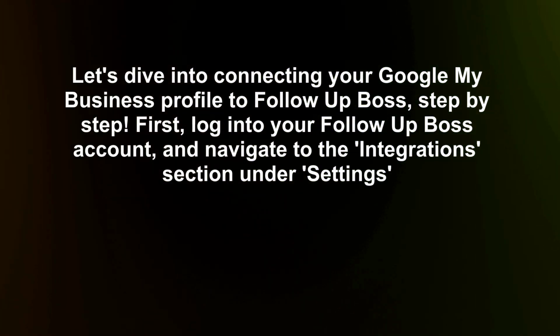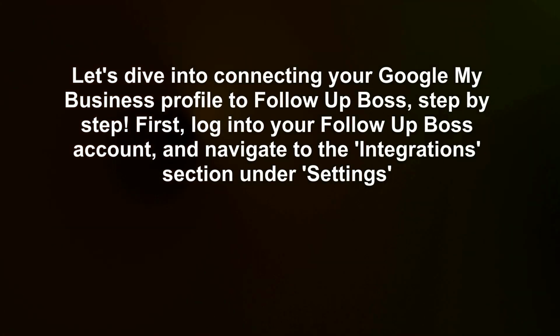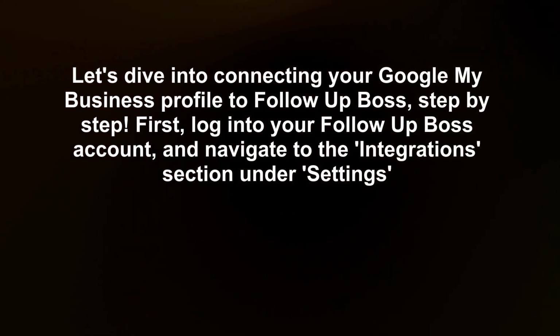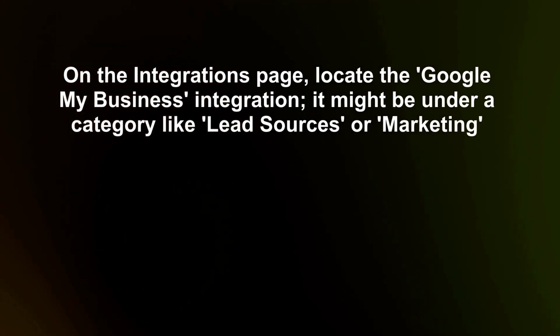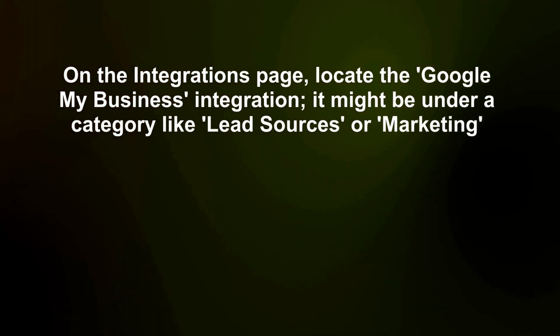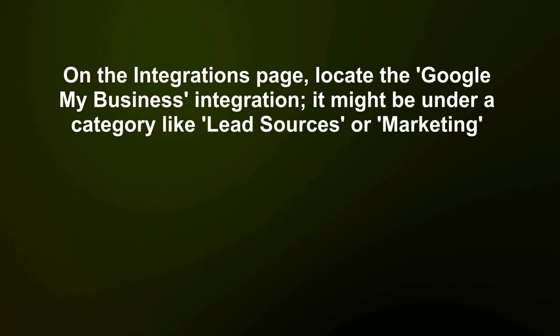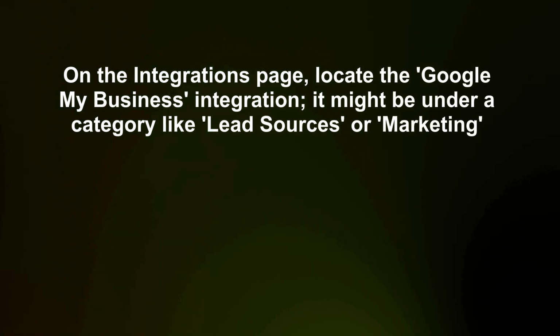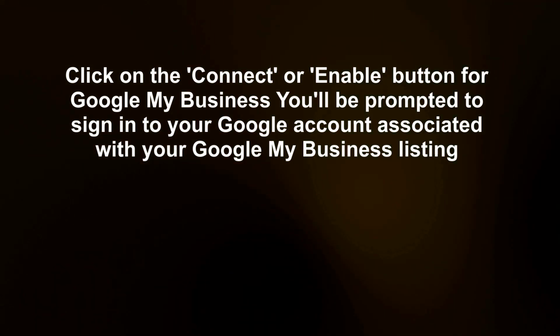First, log into your Follow Up Boss account and navigate to the Integrations section under Settings. On the Integrations page, locate the Google My Business integration. It might be under a category like Lead Sources or Marketing. Click on the Connect or Enable button for Google My Business.